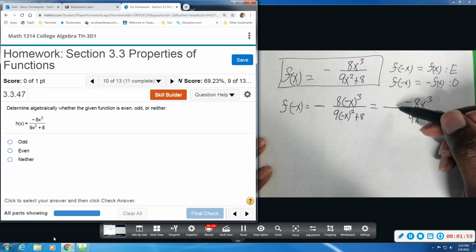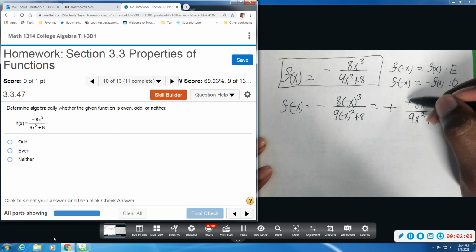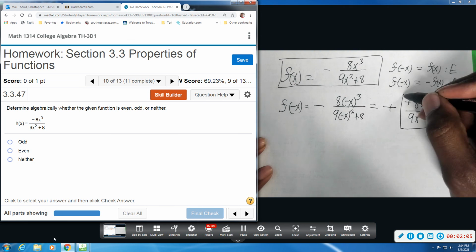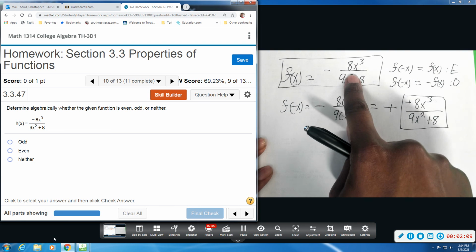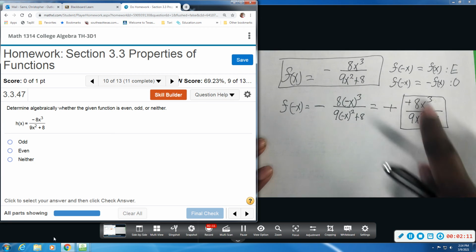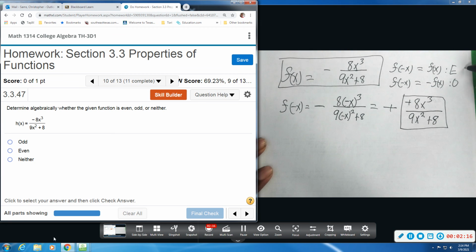And then at the end of the day, this negative times the negative will become positive. So you're looking at positive. So when you plug in a negative x, you end up with a positive function. That does not match because this has a negative. So it's not even.